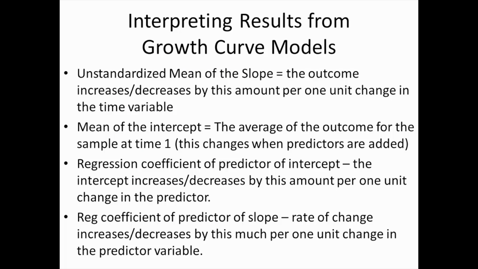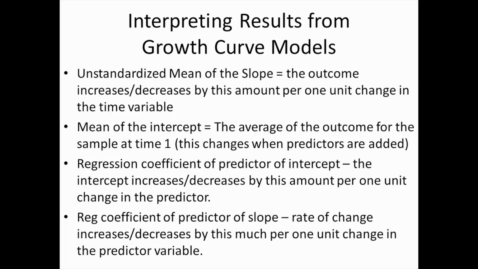Interpreting results, the unstandardized mean of the slope tells us how the outcome increases or decreases by this amount per 1 unit change in time. The mean of the intercept is the average for the outcome of the sample at time 1, and this can change when predictors are added.